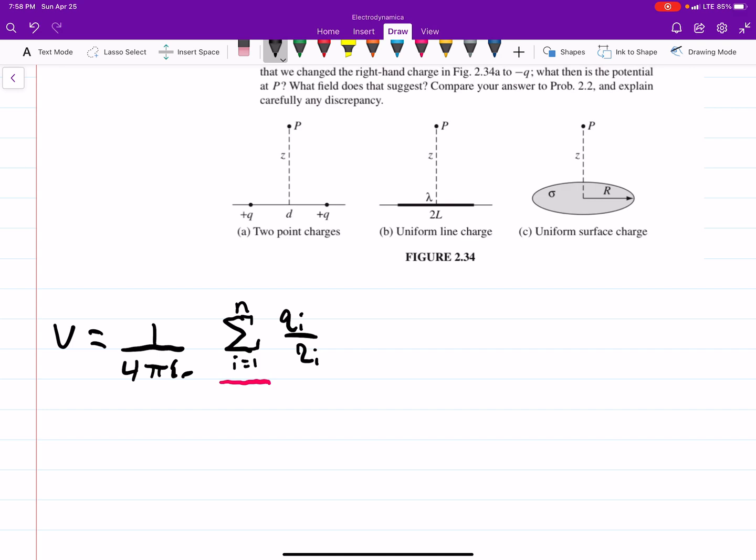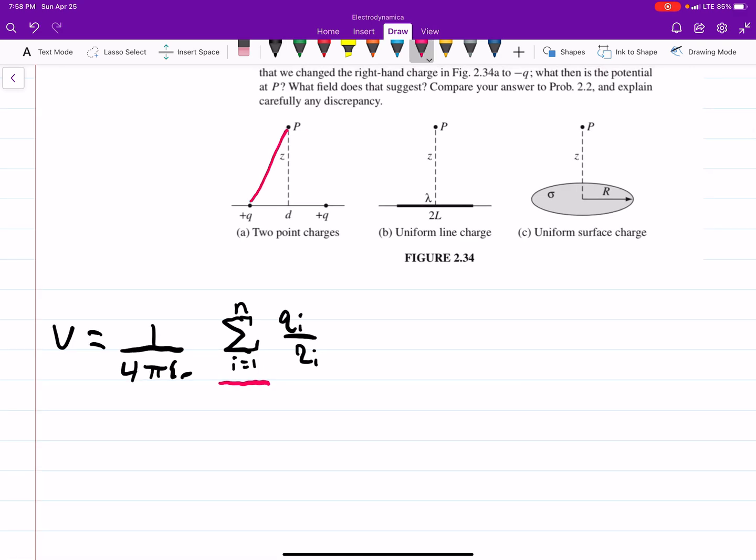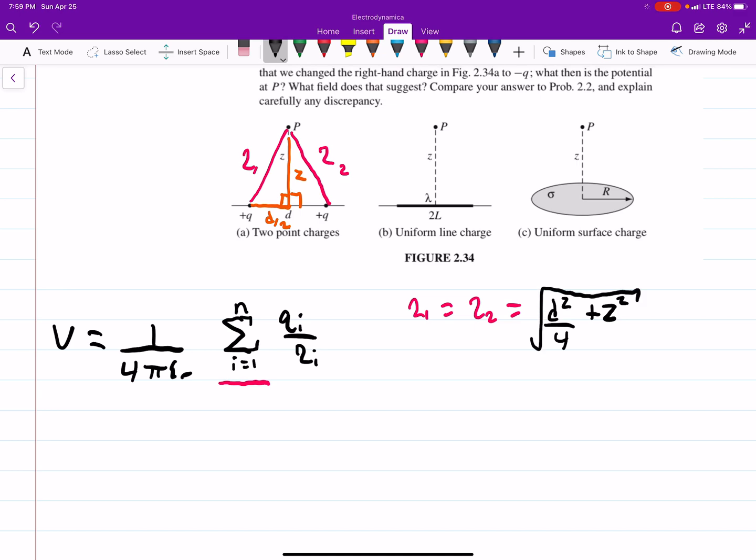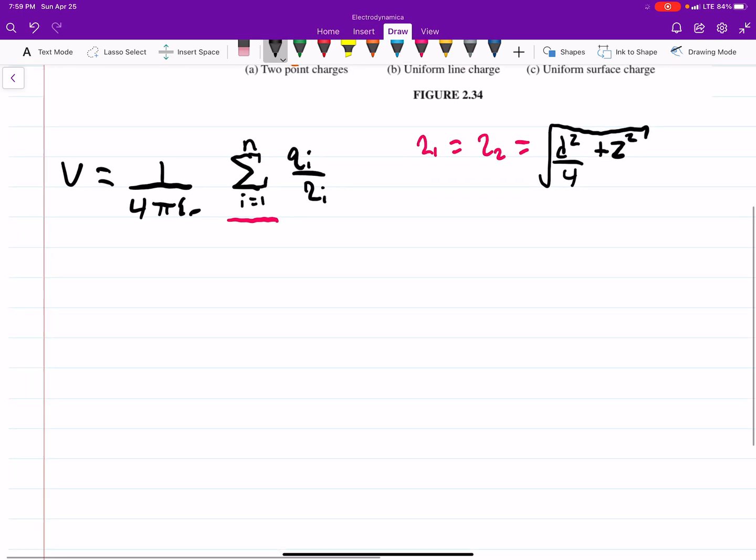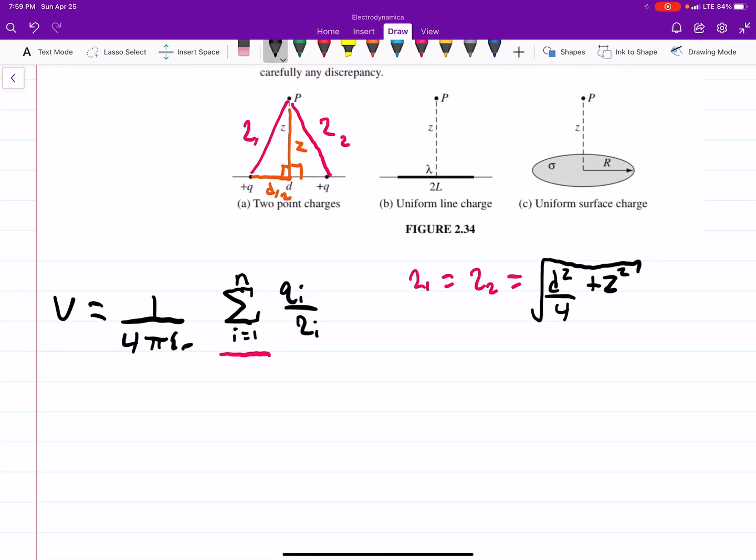So for part 1, hopefully we can see these are both script R. We'll call this script R1 and script R2. And they're both equal to the same value, which, if this is z and that's d over 2, then that hypotenuse, this is just a right triangle. So we can do right triangle trig to see that it's going to be the square root of d squared over 4 plus z squared in both cases. And your charges are equal, so that's also pretty helpful. So then we could just add the 2 charges. They'll both have the same denominator, which is that.